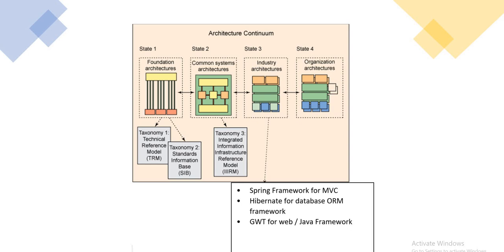You can see that the architecture continues through step 1, step 2, step 3 and step 4. Whereas fundamental, as I said, is in the common system architecture, industry architecture and organization architecture. The specification of the framework, we can say a hub, and then the database ORM, the framework which we can call.